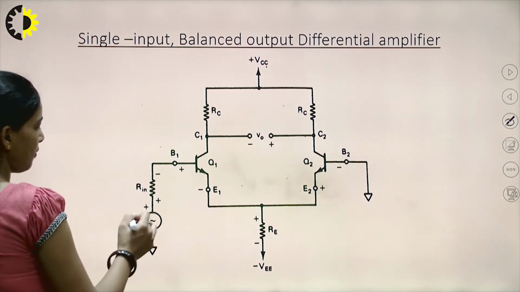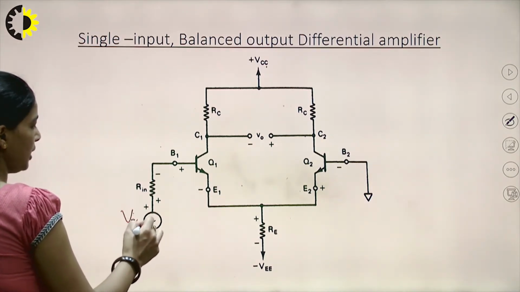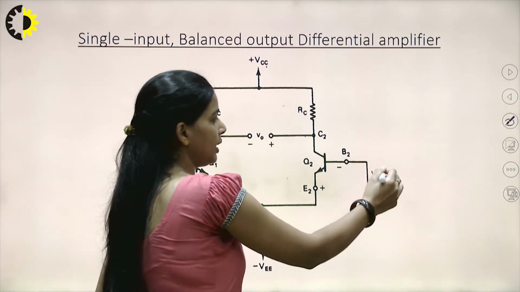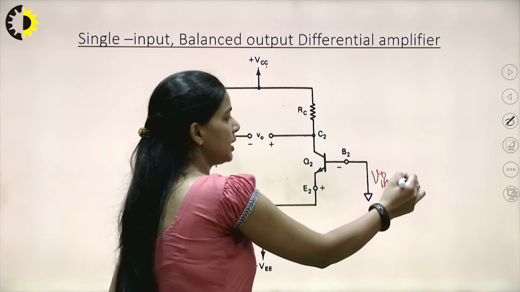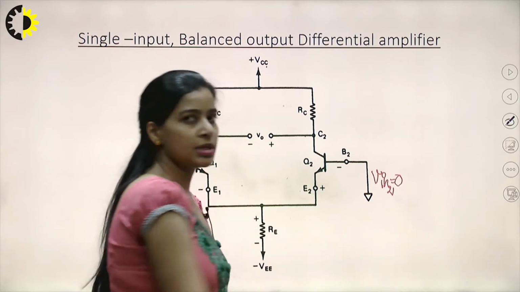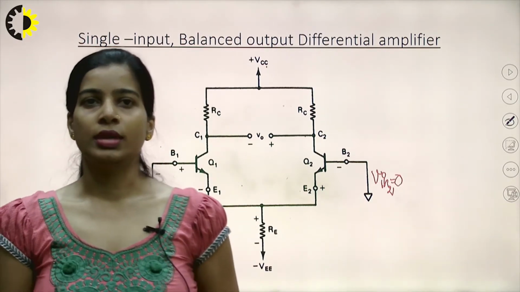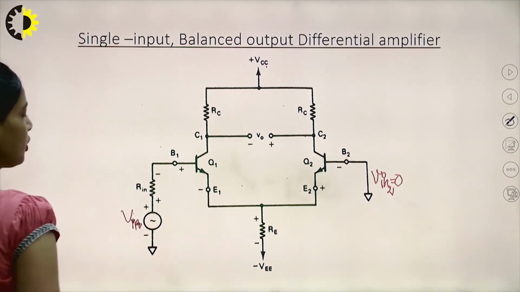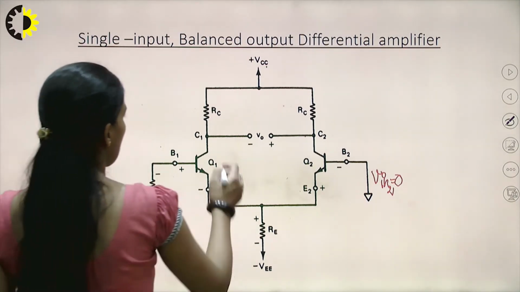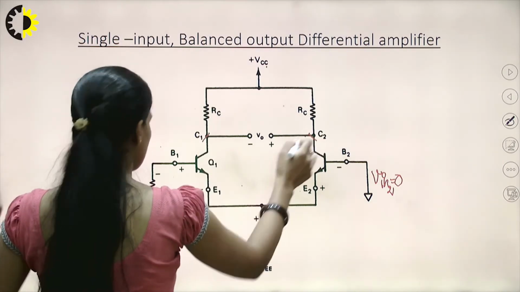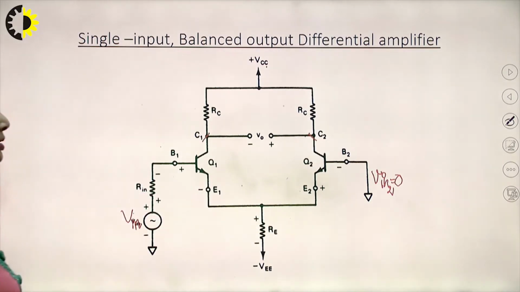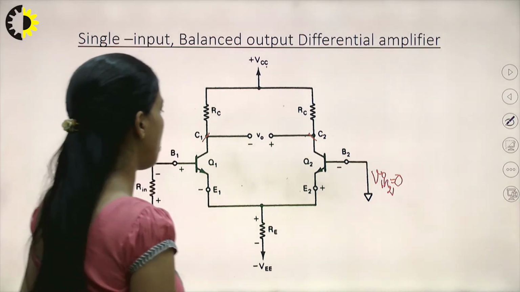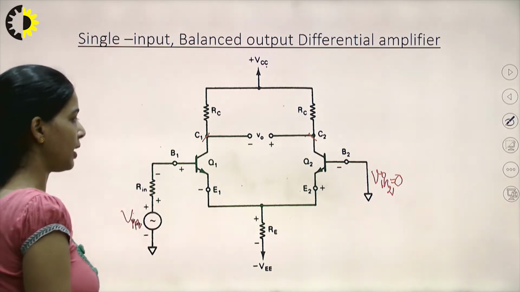Here we have one input, that is Vin. The second input that we had in previous configurations is not present here. So that Vin2 is kept 0. So it becomes a single input configuration and the output that we are measuring between the two collectors. So it is single input balanced output configuration of differential amplifier.